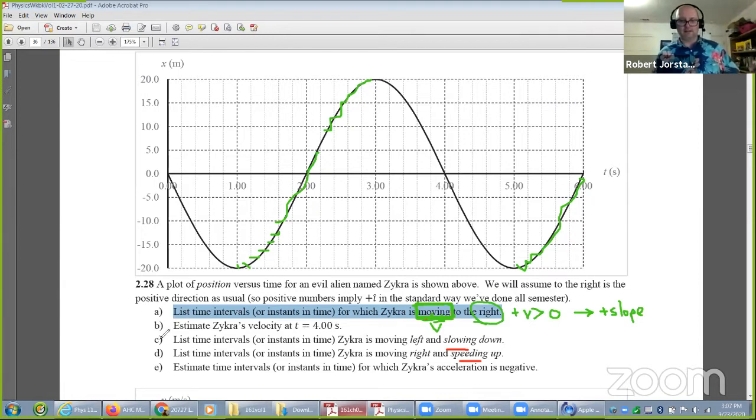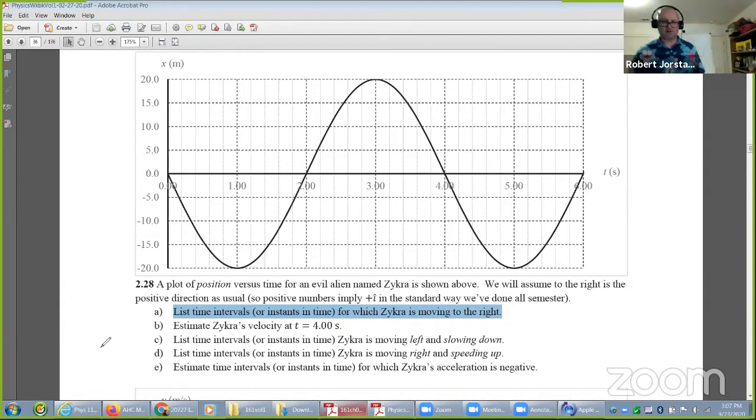Let's skip to part C here. When is Zycra moving left and slowing down? I'm going to clear all those drawings. Were there any questions about that? All right, let's skip to part C and try that.